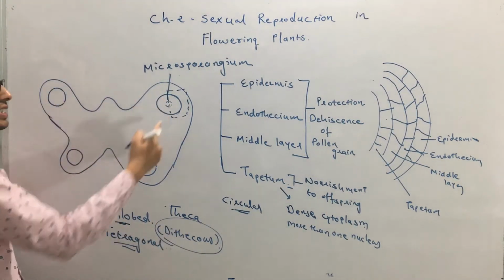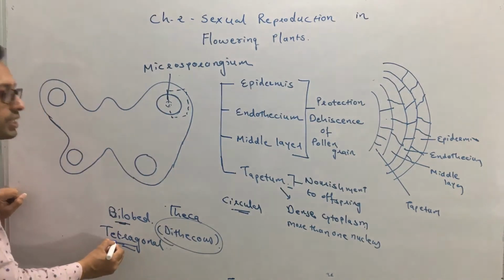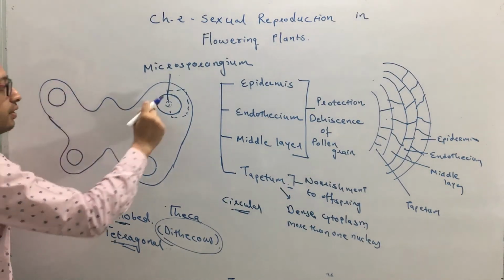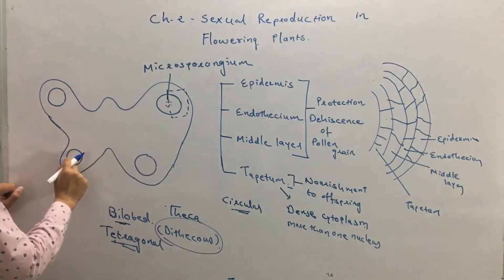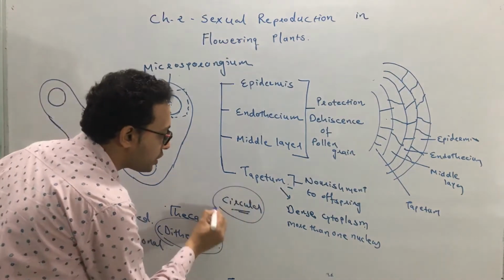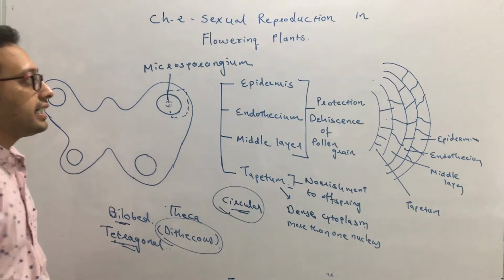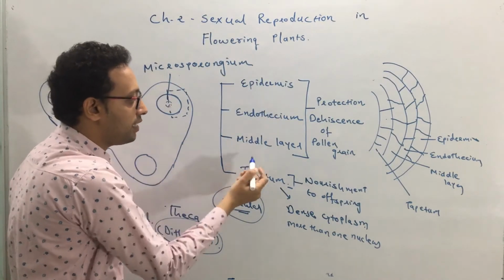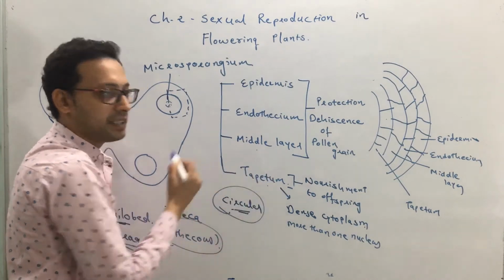If you see the sides and corners, how many sides? Four sides, so it's called tetragonal. In each corner there is a microsporangium. Okay, microsporangium, how does it look? Circular. How many layers does it contain? Four layers: epidermis, endothecium, middle layer, tapetum.